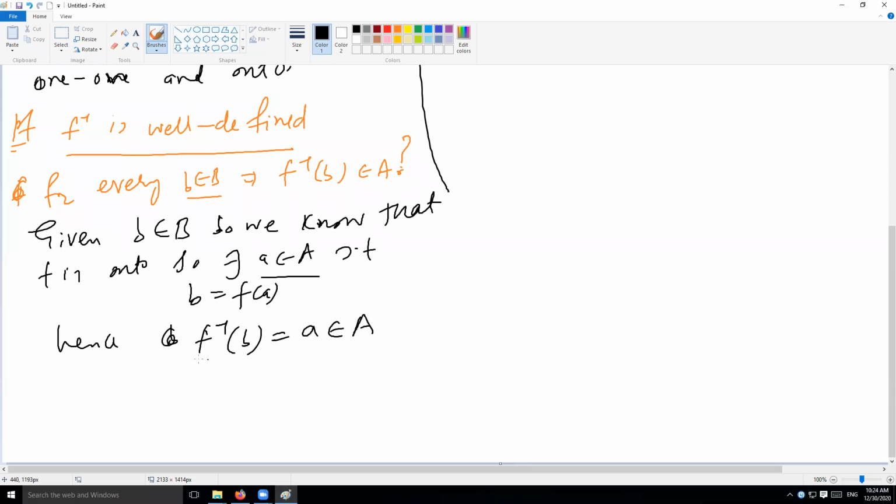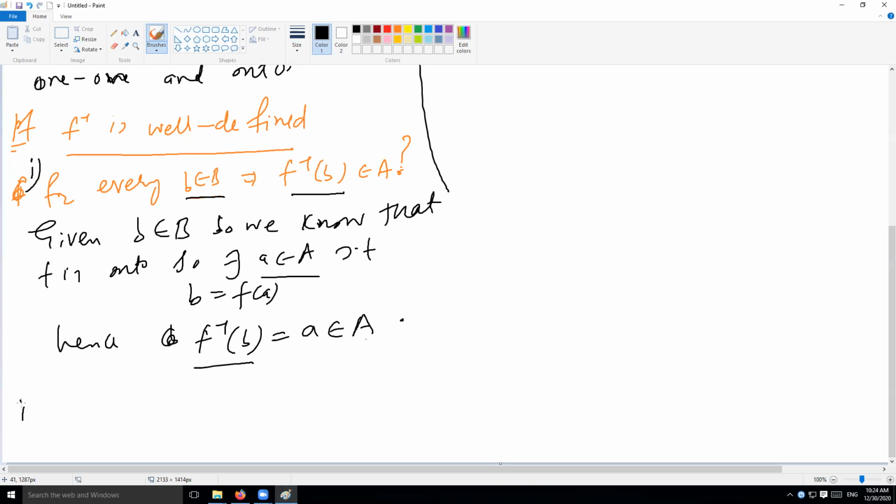So if this belongs to A, what does it mean? f inverse of b belongs to A. So what we showed is we picked an element from B and we proved that its inverse image belongs to A. So f inverse of b is equal to a, but since a is in A, f inverse of b must also be in A. So the first condition of f inverse being well defined is true.